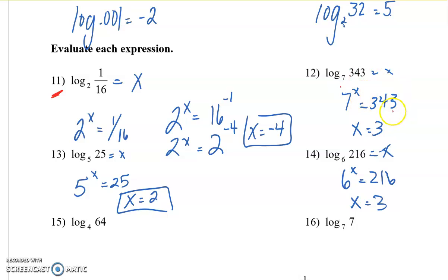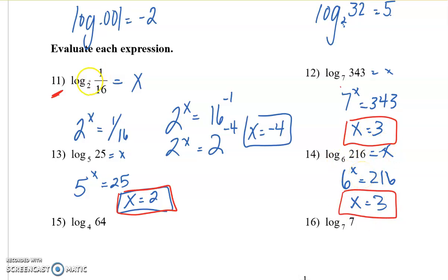7 to the power of x equals 343. So all you're doing is finding 7 to what power is 343, and our answer's 3. In this one, 5 to what power is 25? Our answer's 2. So these are very easy. 6 to the power of x, x is 3.